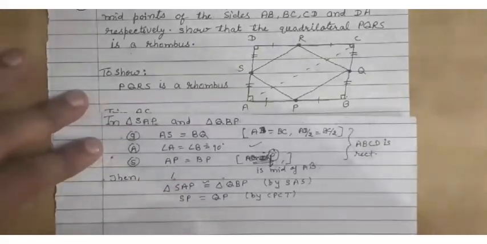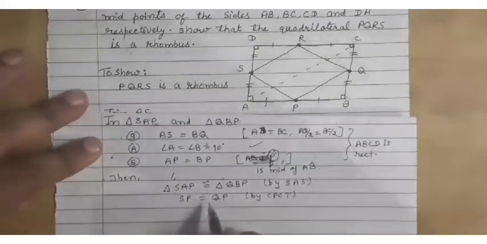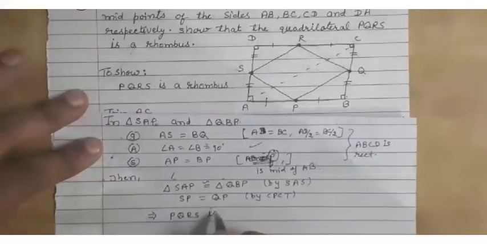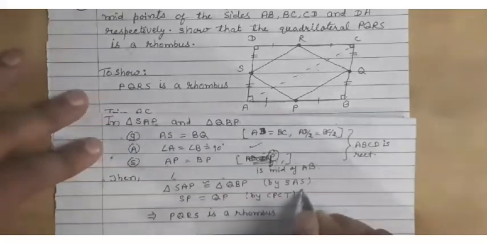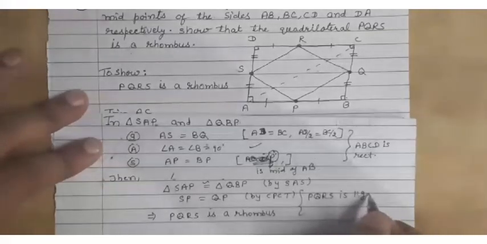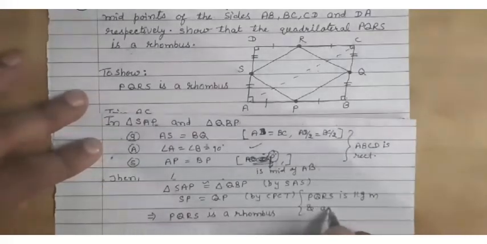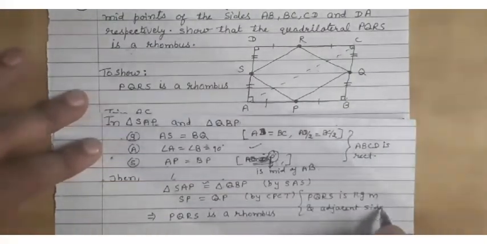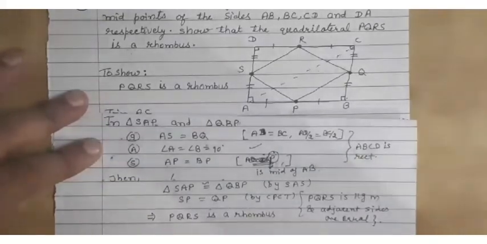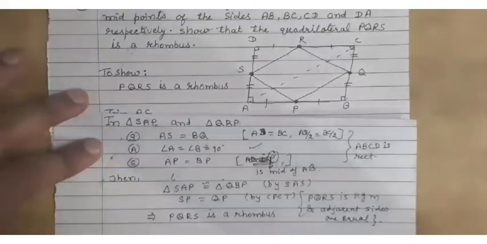Because PQRS is a parallelogram and its adjacent sides are equal, then we can say PQRS is a rhombus. Okay, here you can write: PQRS is a parallelogram and adjacent sides are equal. That is why PQRS is a rhombus.